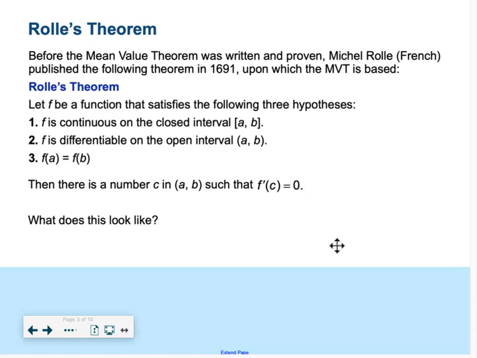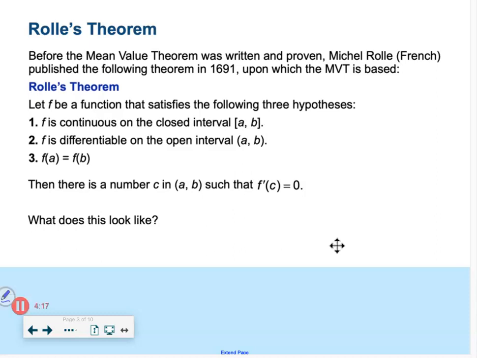Differentiable means no sharp turns, no vertical tangents. Continuous means connected. So what you end up with is if you have a smooth connected curve that connects two endpoints, and those endpoints have the same y values, the result of the theorem is that there has to be at least one spot in between the endpoints, not at the endpoints, in between, where the slope is 0. So where the derivative is 0.